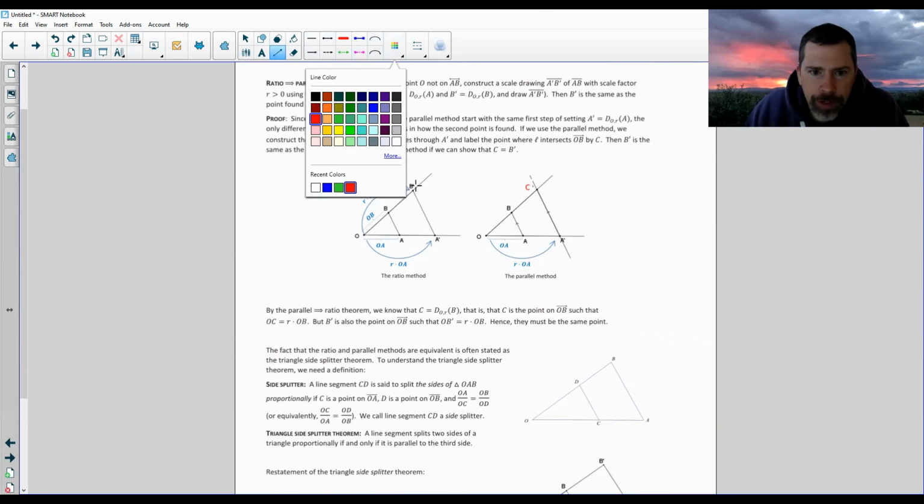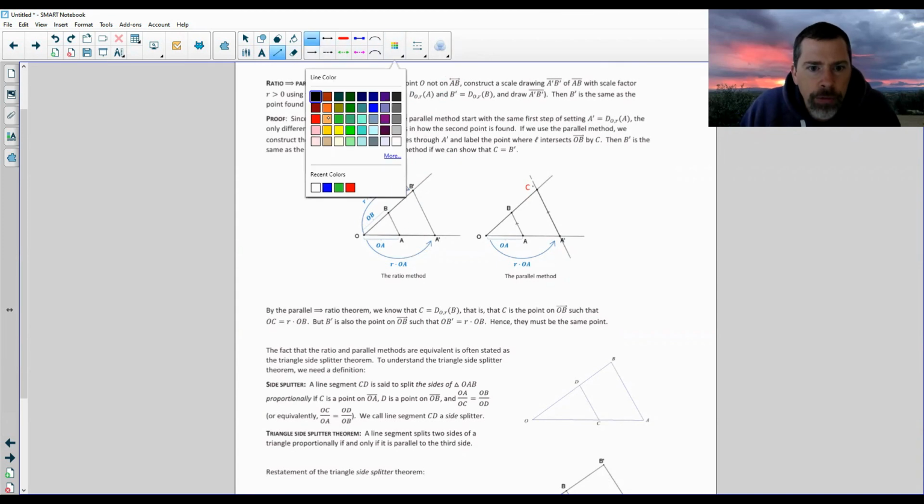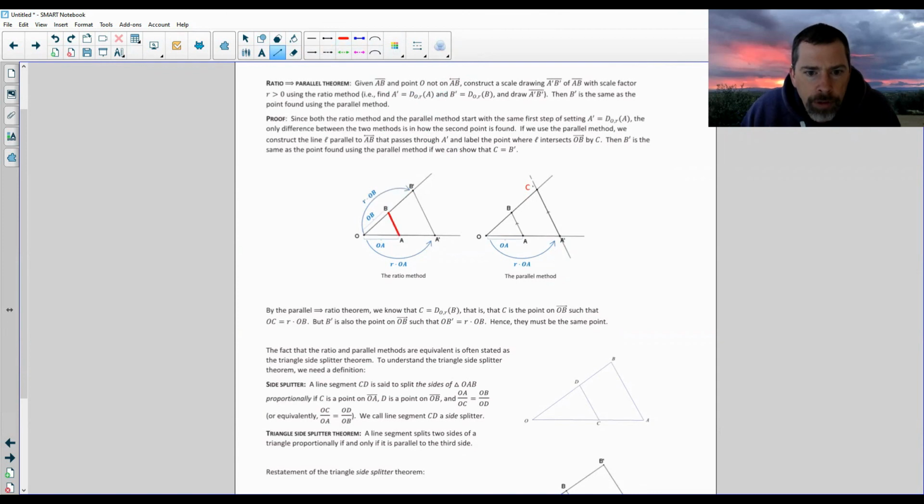We'll color code as we go. So it says given AB, and point O. So I'm going to put a red dot at point O. Those are our givens. Not on AB, obviously. O's here, AB's over here. O is not on AB.